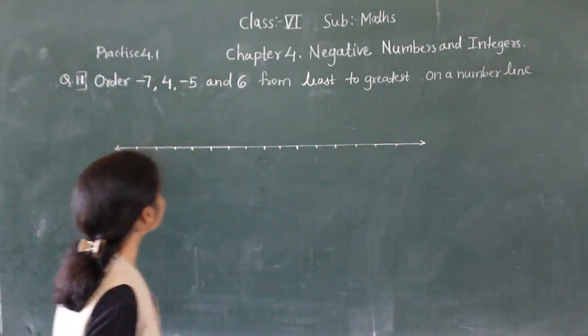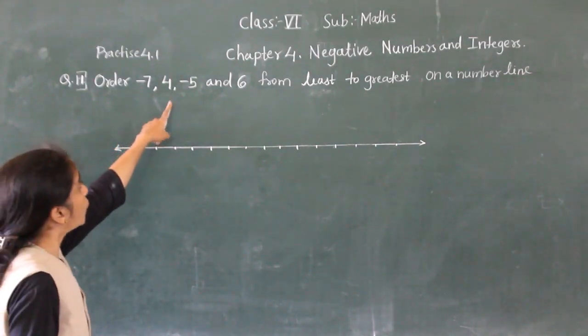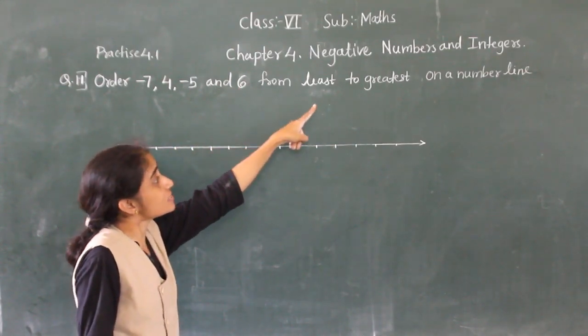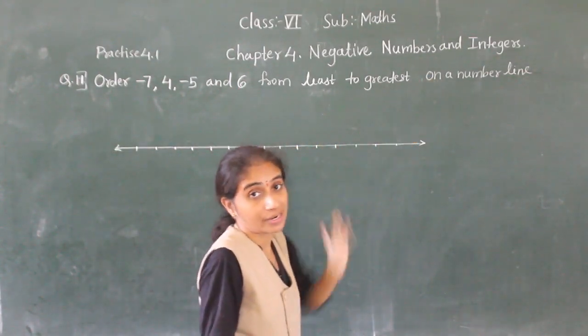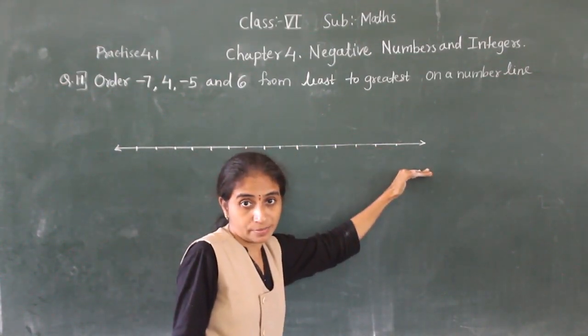Hello everyone, let's start. Practice 4.1, question number 11. Order: minus 7, 4, minus 5, and 6 from least to greatest on a number line.